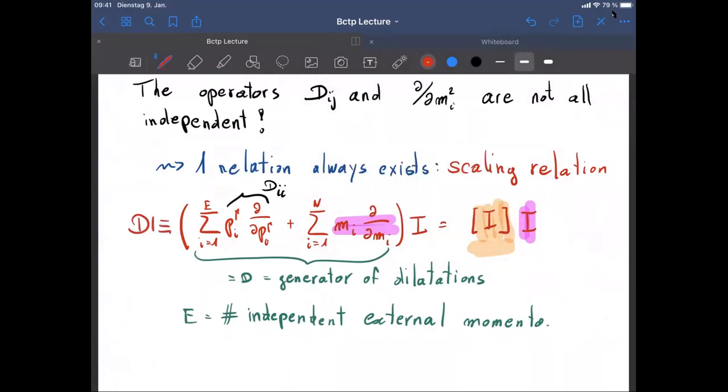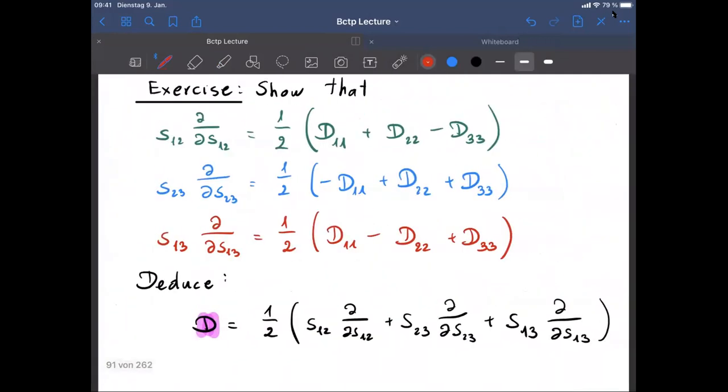Yeah, D equaling on I. Why did it say this? Okay. That this operator, this combination that acts trivially, is now the following. I leave it as an exercise.